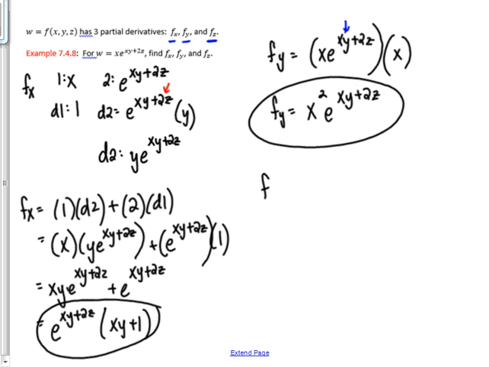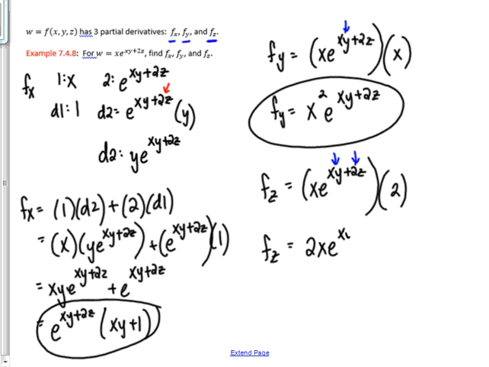And then same thing with respect to z. I'm going to copy down my problem exactly and multiply by the derivative of the exponent. Well, there's no z in here, so that goes away, and the derivative here, 2z, is just 2. So derivative of f with respect to z is 2x e to the xy plus 2z. Okay. All right, 2 more.